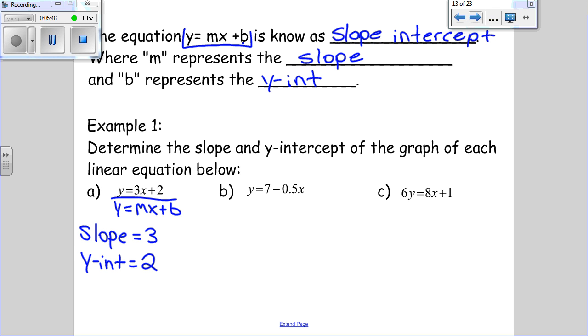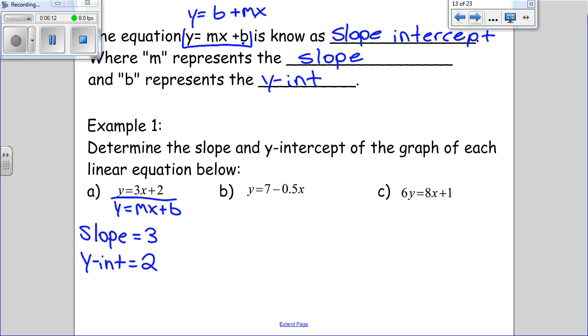For the second equation, that is in slope-intercept form, but it's a little bit different. The reason it's a little bit different is they've reordered it. So slope-intercept form usually is y equals mx plus b, but technically you can reorder addition and subtraction. So you could also write it as y equals b plus mx. That's what they've done in this question.